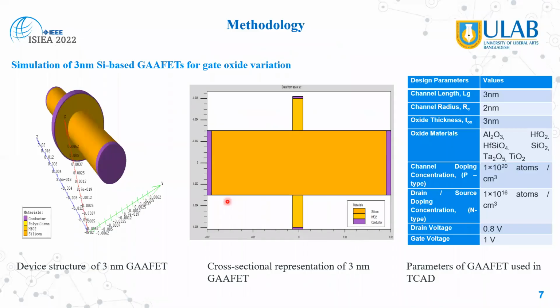Moving on. So this is the methodology, how we have done the work. You can see at the left side, a device structure of the 3nm gate-all-around FET is shown, which is simulated. In the middle, this is the cross-sectional representation of the structure, and at the right, the parameters table is shown, which are used to simulate the device.